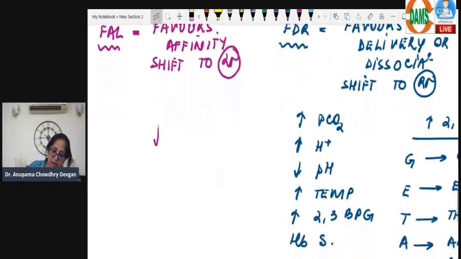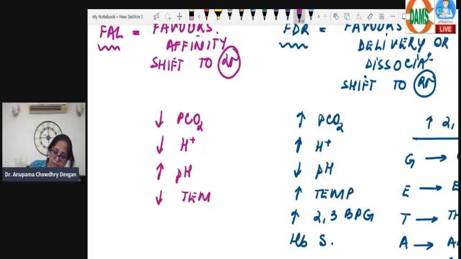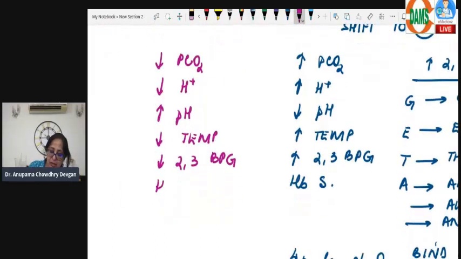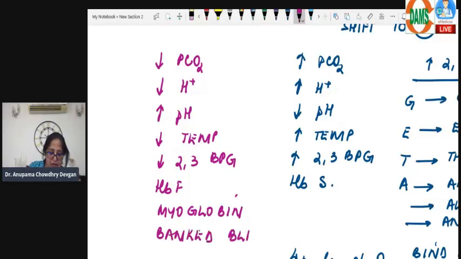Conditions, opposite now. If there is a decrease in PCO2, decrease in H+, increase in pH, hypothermia, decrease in 2,3-DPG, hemoglobin F, myoglobin, and banked blood. These are the conditions which will cause a shift of the curve to the left. Right? Decrease in PCO2, decrease in H+, increase in pH, decrease in temperature, decrease in 2,3-DPG, hemoglobin F, myoglobin, and banked blood. Why banked blood?